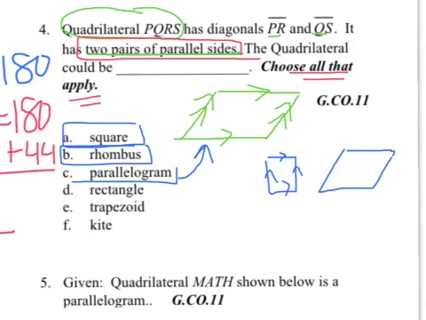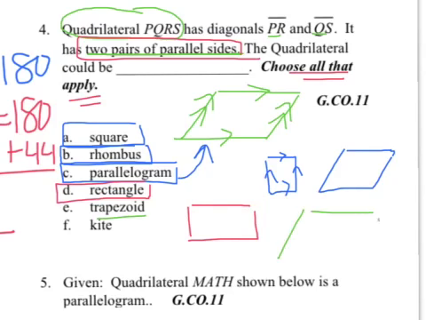That definitely has two sets of parallel sides. A rectangle, sort of like a longer square, also has two sets of parallel sides. A trapezoid looks kind of like this. And actually it is not, because it only has one set of parallel sides. So this one is not.